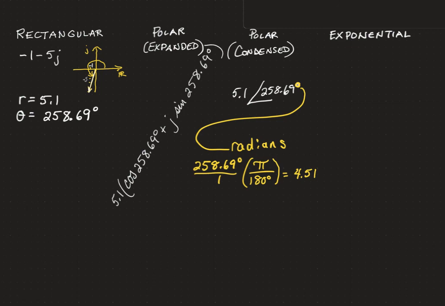The value of r has not changed. It is still 5.1. Then we write e raised to the j, but that j is multiplied by 4.51 radians. This is the same complex number in rectangular form, polar expanded form, polar condensed form, and the exponential form.